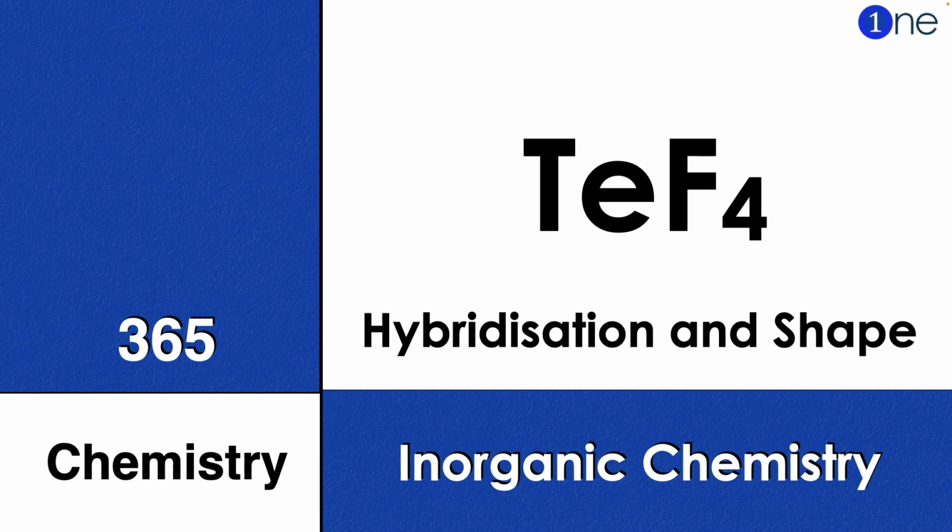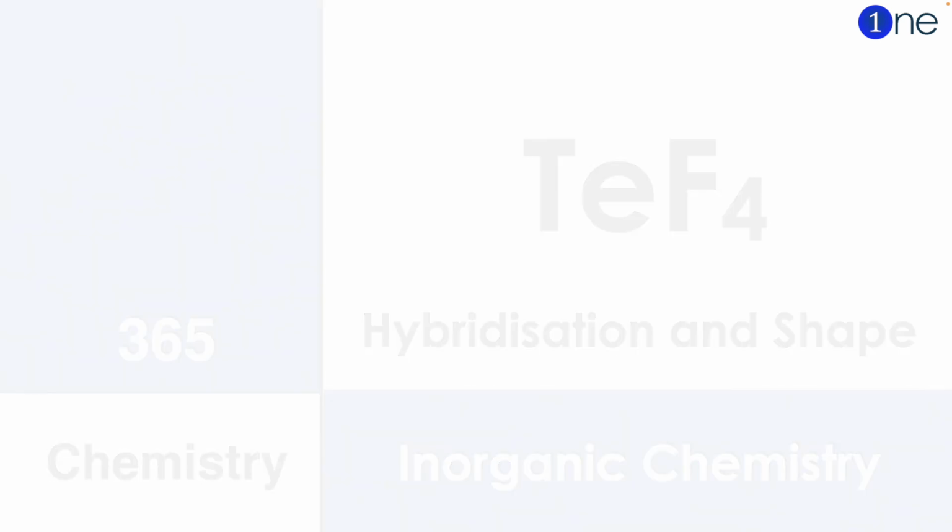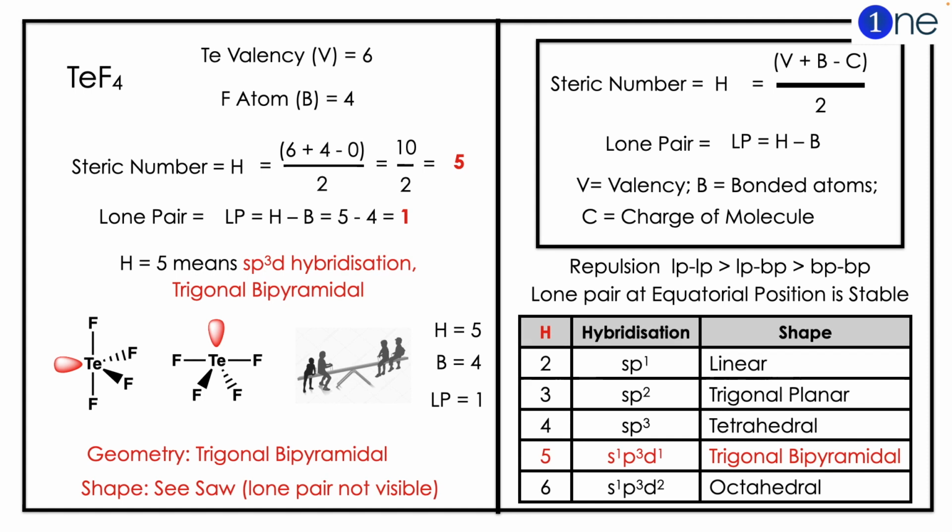Inorganic chemistry questions for you. Here you got Tellurium Tetrafluoride. You should find the hybridization and shape of it. To find the hybridization, you should know the steric number.